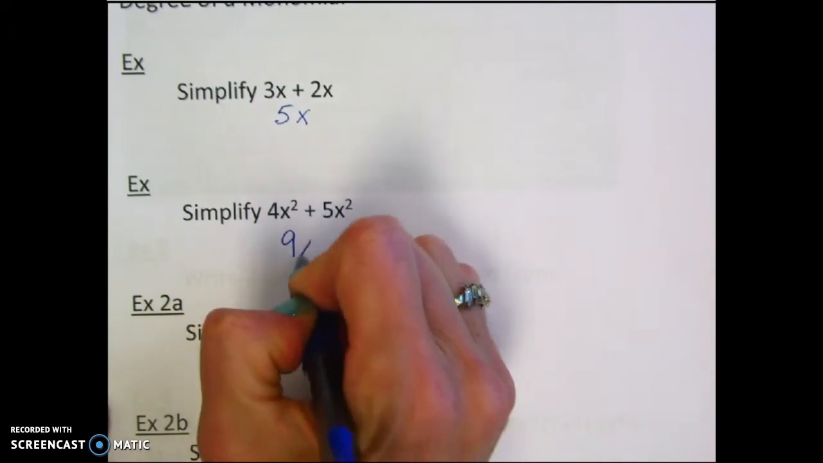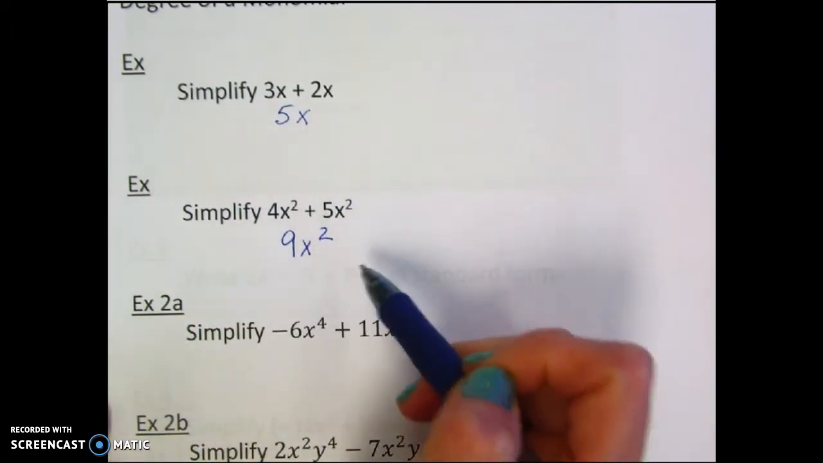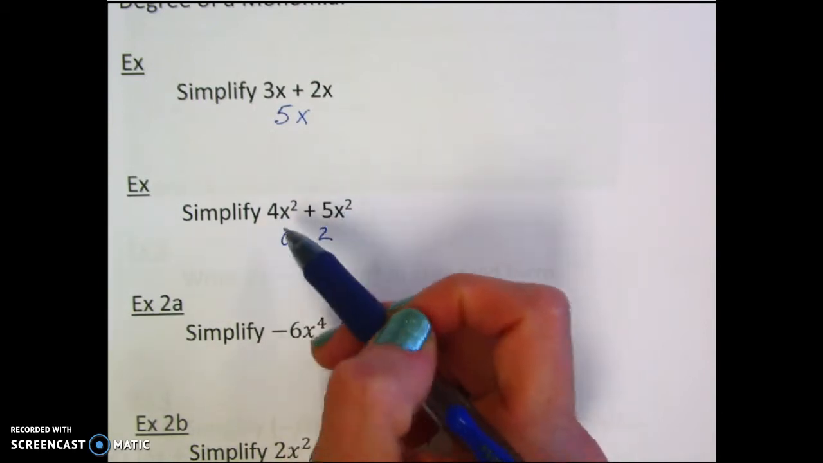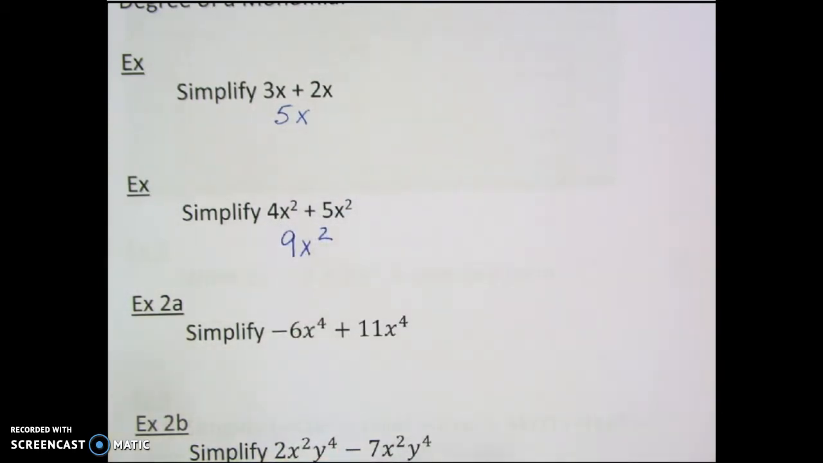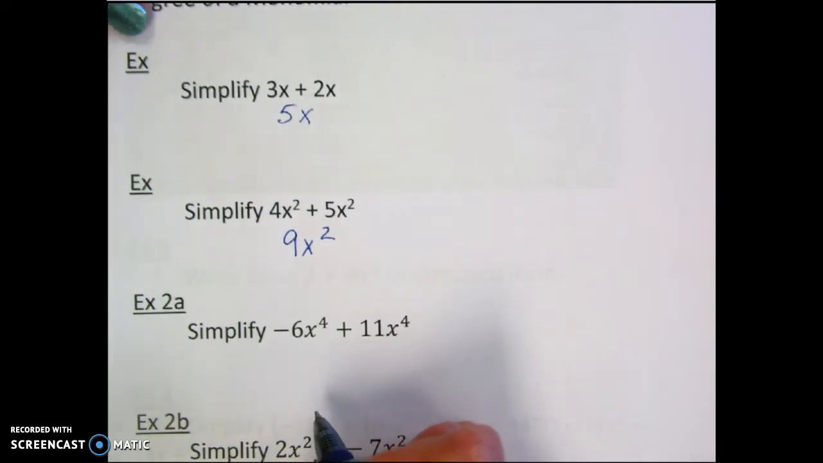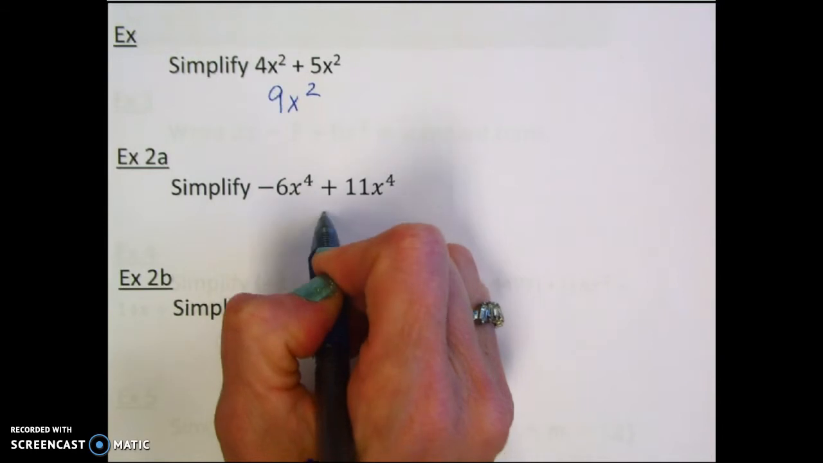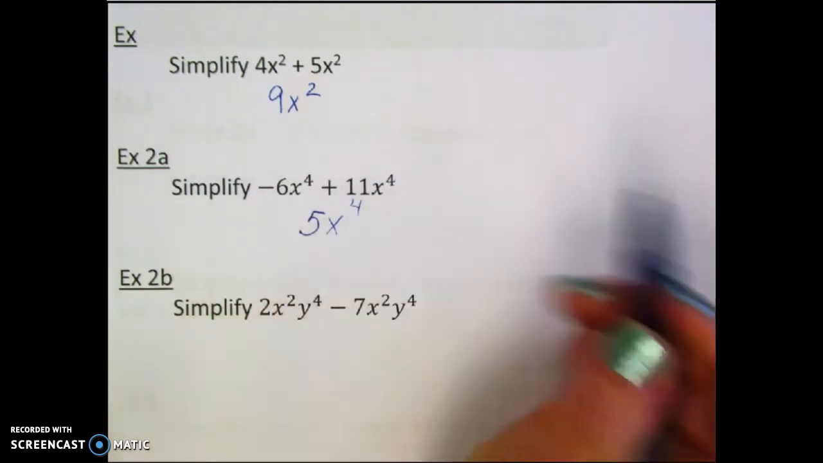Well, if you have 4 of whatever and 5 of whatever, you get 9 of whatever. You're not going to change this to some different label. We are not adding the powers, not multiplying them. You're just simply adding up how many x squared you have. Same down here. How many x to the fourths do you have? Negative 6 and positive 11 make 5x to the fourth.